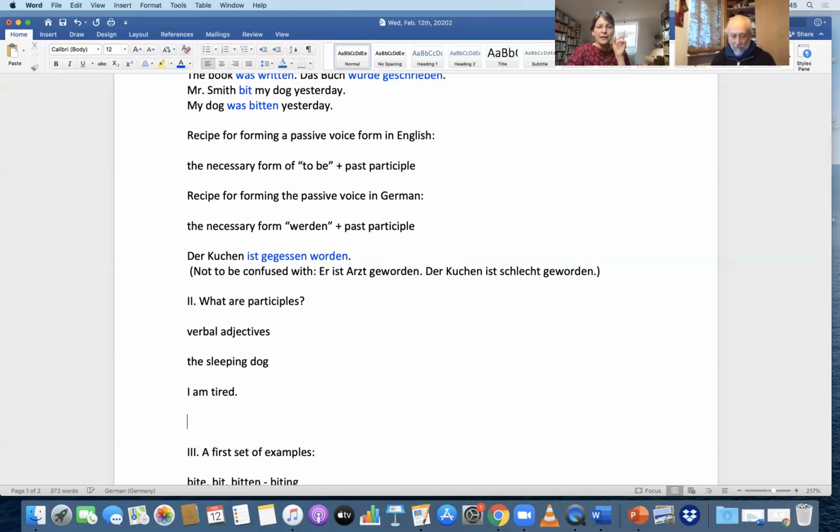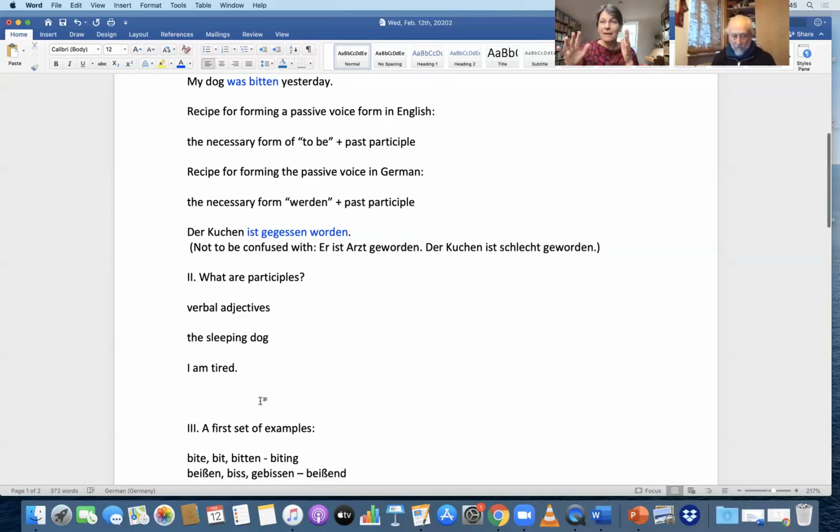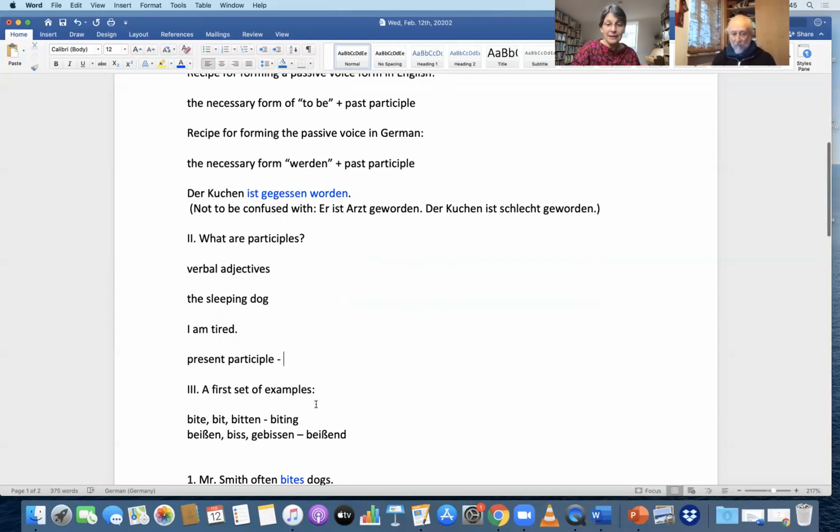And so we need to remember we have two basic participles. One is the present participle. In English it ends in ing, and in German in end, often, or and. Beißend, lachend, oh, end always, I think. So laughing, lachend.